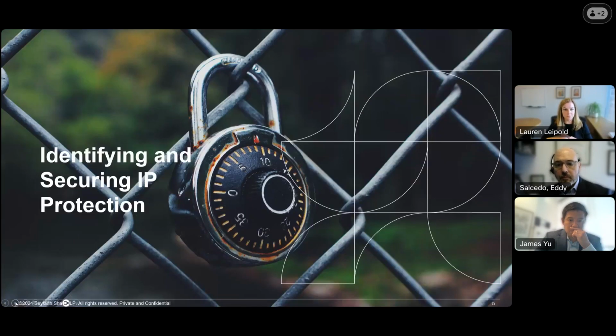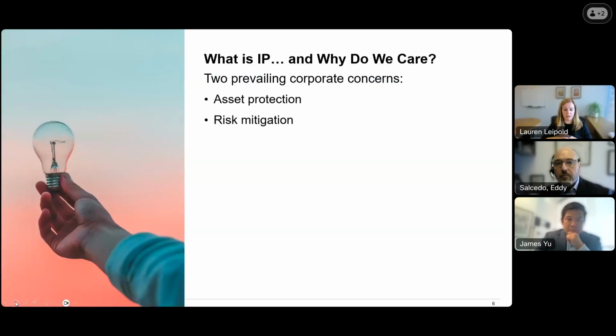Next slide, please. So let's start by taking a look at identifying and securing IP protection. So what is IP? Why should we care about it? Well, it's a pretty nebulous concept, right? It's intangible by its nature, and so it can feel a bit overwhelming to think about this on the proactive end. It feels a little bit technical. Sometimes it's confusing. What is the difference between a trademark and a patent and a copyright? And how do I figure out how to categorize this stuff? What is important? And frankly, how do I justify to my business folks, how do I budget to act proactively to protect these things before it's too late?